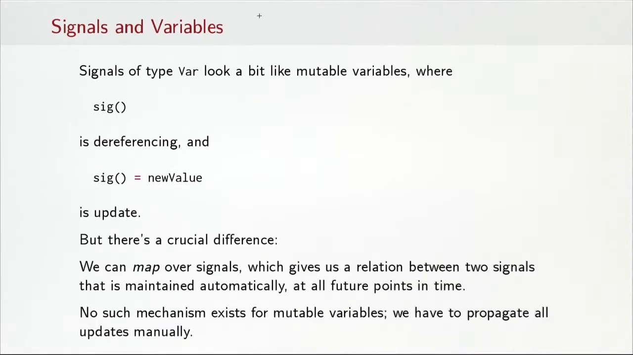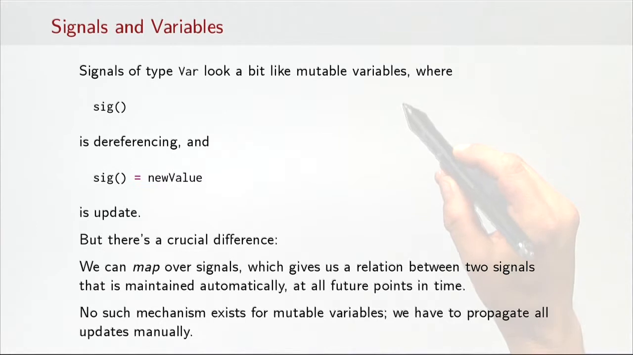You probably noticed that signals of type Var look a bit like mutable variables, where sig() is dereferencing, reading the variable, and sig() = newValue is writing the variable, or update. But there's a crucial difference. We can map over signals, which gives us a relation between two signals that's maintained automatically at all future points in time. Whereas for variables, no such mechanisms exist. We have to update all variables manually whenever some dependent variable changes.